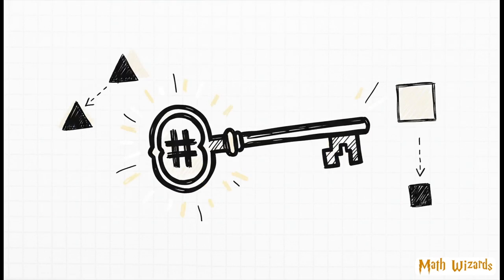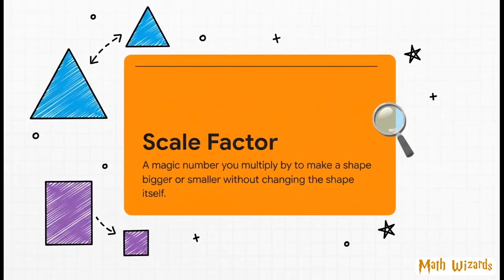Seriously. This one number is the key to making anything scale up or down perfectly, whether it's a little drawing on your computer or the blueprint for a skyscraper. And that magic number? It's called the scale factor. And the most important word on this screen is multiply. That's all it is. You just take your shape's measurements, multiply them by the scale factor, and boom, you can scale it up or down without messing up its shape.